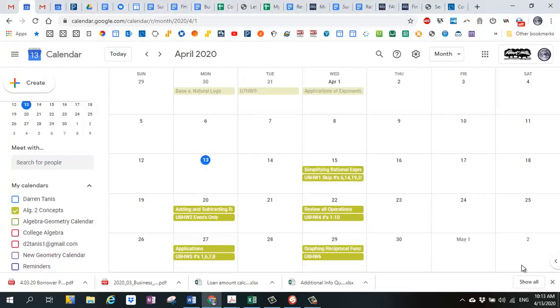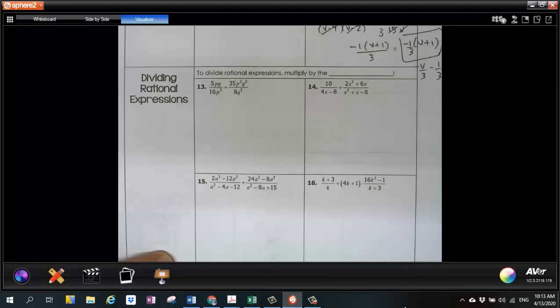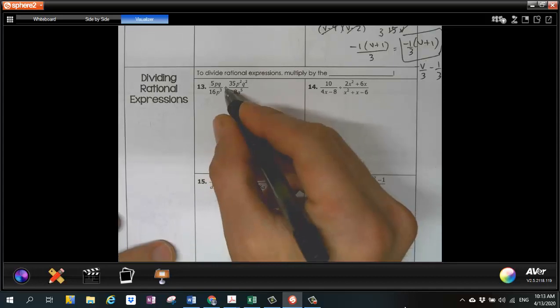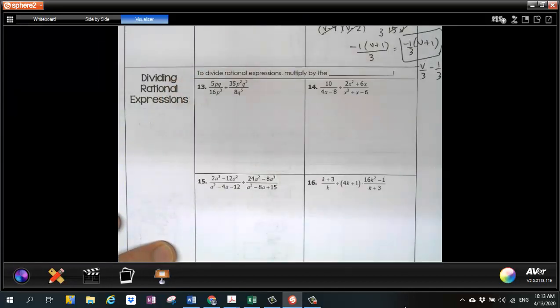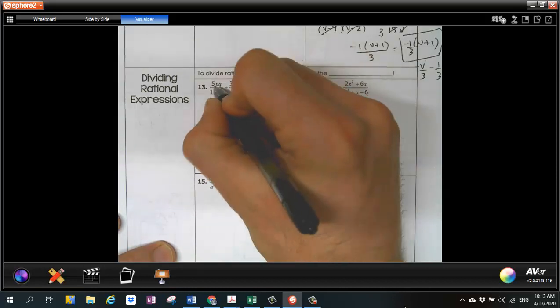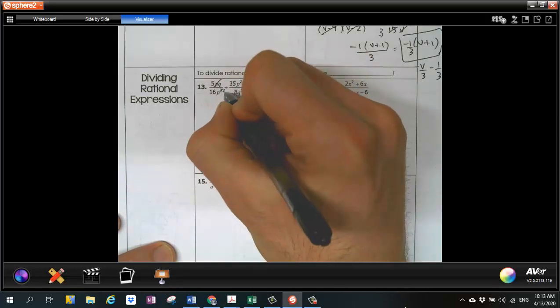Okay, next step is what we do when we're dividing. I'm sorry, I accidentally pulled up the calendar. So the only difference here is when you're dividing, that's really multiplying by the reciprocal. So I'm going to simplify first here. So I'm going to cancel this p with one of these leaving 2 left over.